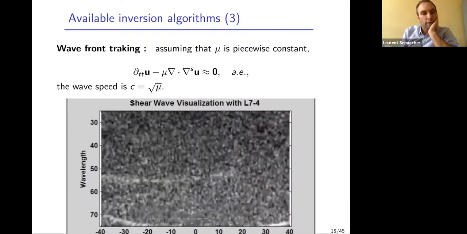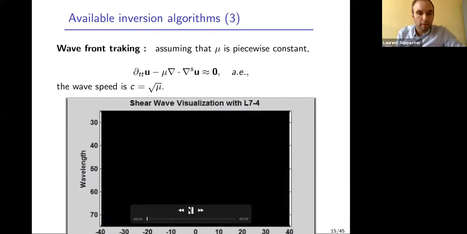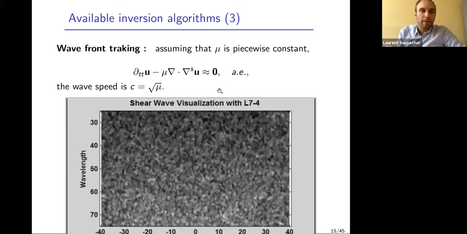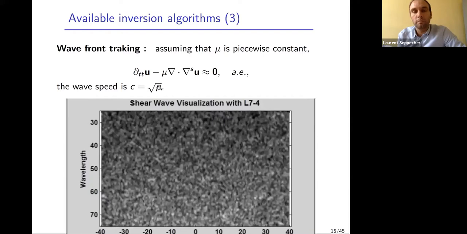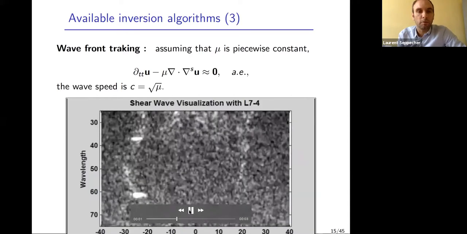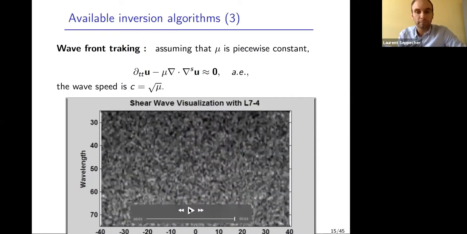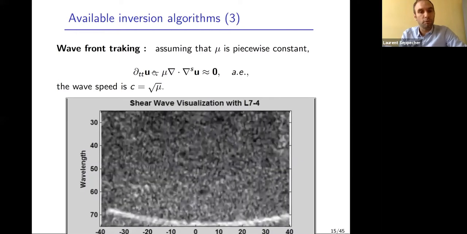Another technique, which is very strange to me but still very powerful, does something quite physical, saying that we could assume that mu is piecewise constant, and then you can take mu out of the divergence. So the shear wave equation looks like this: d_tt u minus mu times the symmetric Laplacian of u. You can do something quite easy. If you record the displacement field, this is actually a diagonal linear problem. You can simply deduce mu as the square of the speed of a wavefront. This simple idea actually brought the first images of the shear modulus using shear waves.